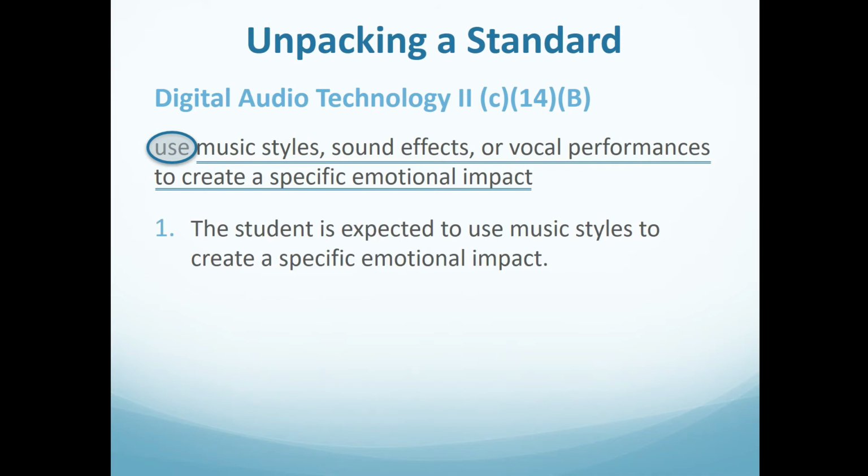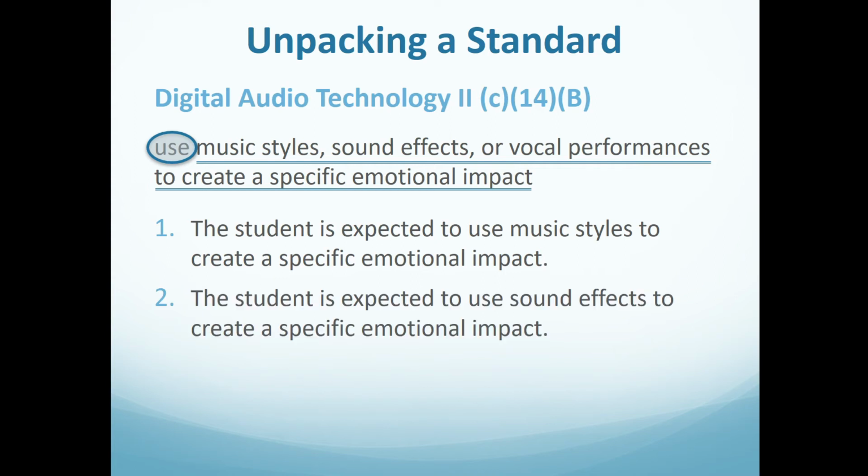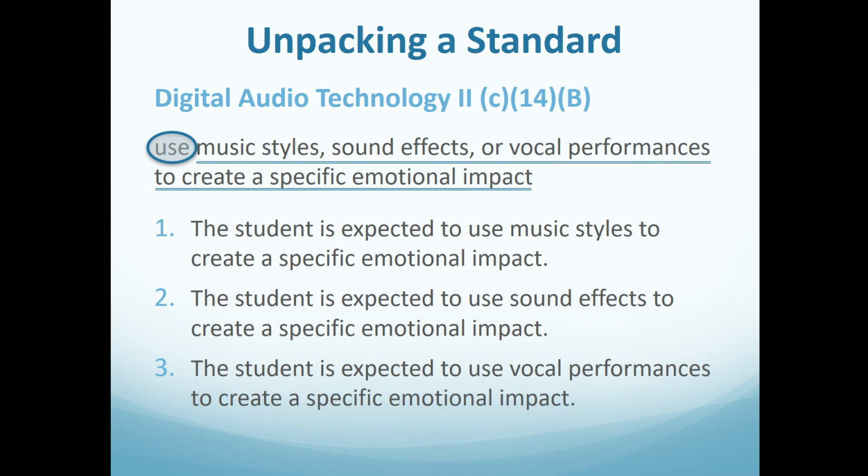The student is expected to use musical styles to create a specific emotional impact. The student is expected to use sound effects to create an emotional impact. And the student is expected to use vocal performances to create a specific emotional impact. It is important to note that this standard cannot be accomplished by reading about or listening to examples of the concepts. The student must use the musical styles, sound effects, or vocal performances to create a specific emotional impact. The teacher now has an instructional decision to make. Will all the components be taught together in one lesson, or will the teacher break them out into 2 or 3 lessons and tackle them individually?